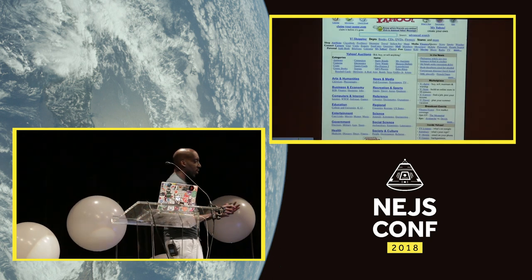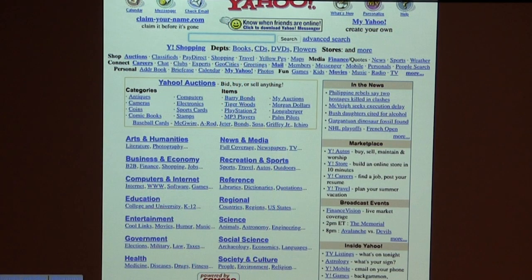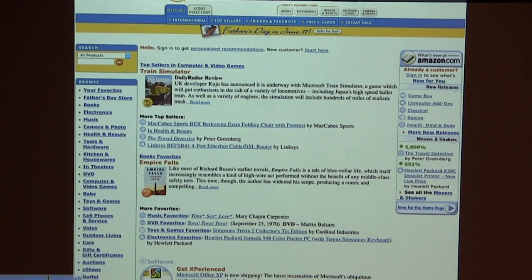But just for fun, let's take a look at what Yahoo looked like at the exact same time. This was Yahoo back in the day. This was also Amazon.com, what it looked like back in the day at the same time. So I think my site looked better than both of those, to be honest.